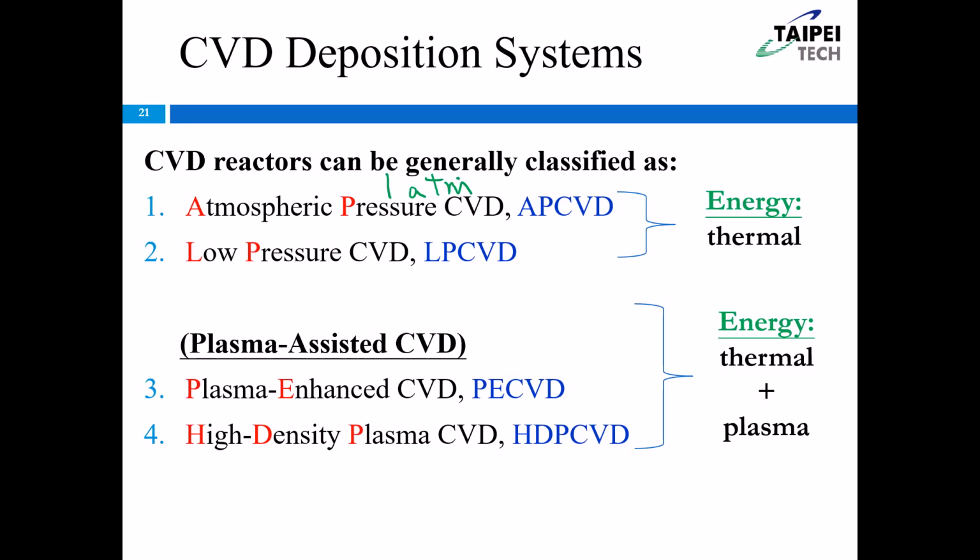Okay. However, the other kind of CVD is low pressure CVD. It means we use the vacuum system to pump down, so the pressure inside the chamber is lower, so we call it low pressure CVD. No matter whether it's the APCVD, 常压的 CVD, or LPCVD, their energy is just thermal energy. We only have thermal energy in the LPCVD and the APCVD. Okay.